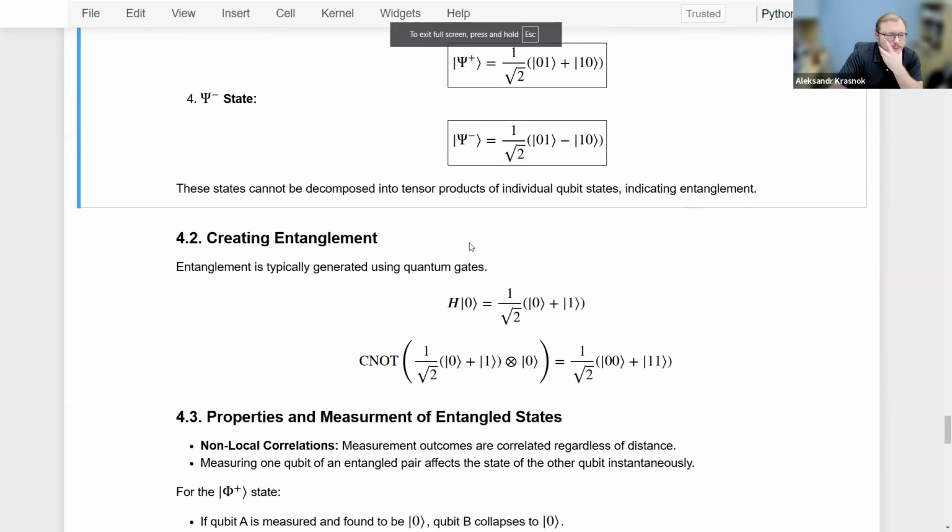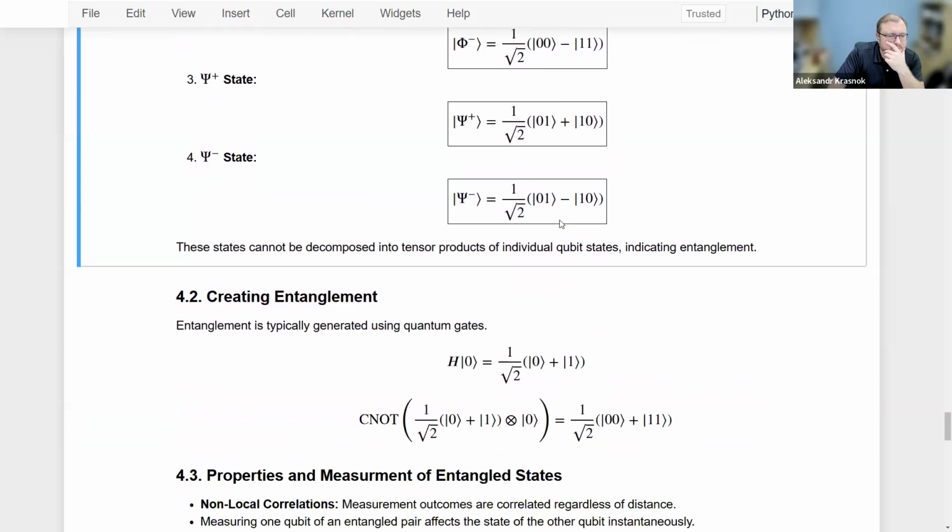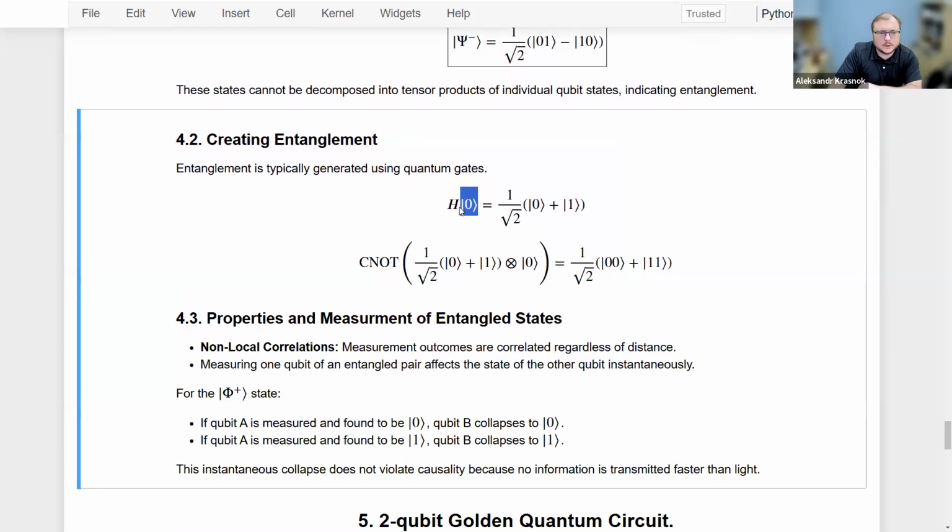So how do we create an entangled state? Let us, for example, consider this particular case. Let us start from the state 0 of a first qubit, and apply a Hadamard gate to this first qubit. And the result is the balanced superposition of two states, state 0 and state 1, with equal probability. All right, so this is the state here.